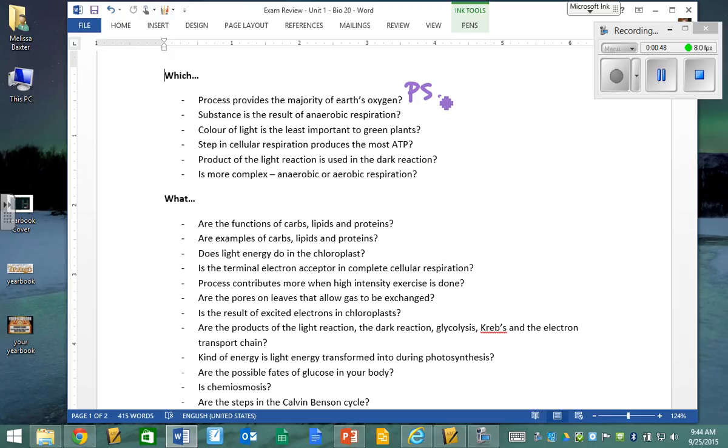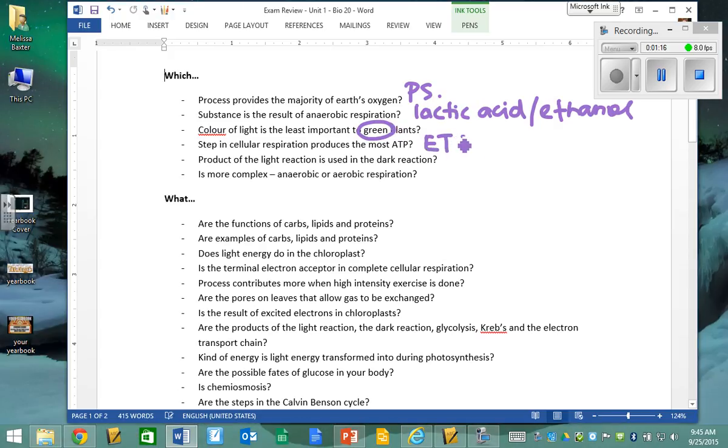What substance is the result of anaerobic respiration? It is either lactic acid or ethanol, depending on if you're us or if you're a yeast cell. What color of light is least important to green plants? Green. So if all the light were green, there wouldn't really be much photosynthesis happening. Which step in cellular respiration produces the most ATP? The electron transport chain. It makes 34 of them. If I didn't have the electron transport chain, maximum 4 ATP. That's all I could make.